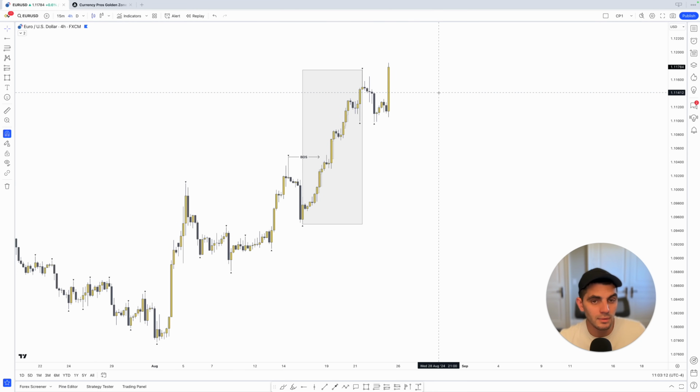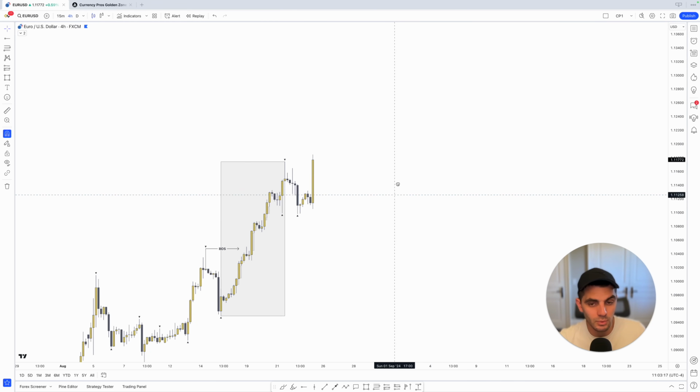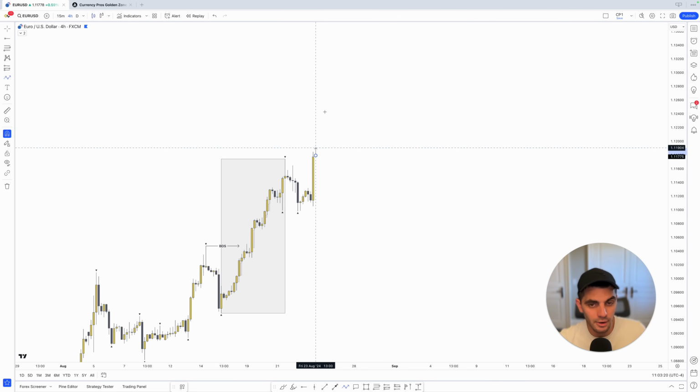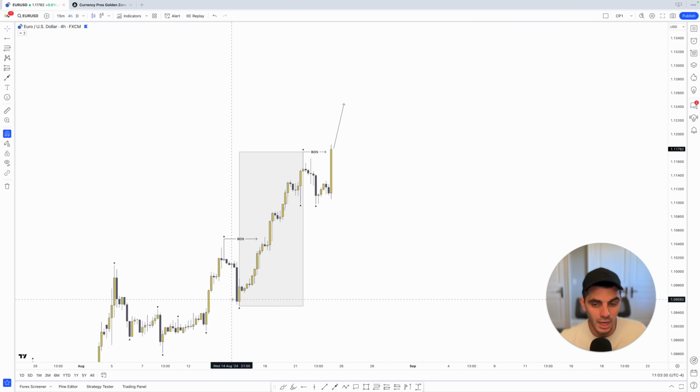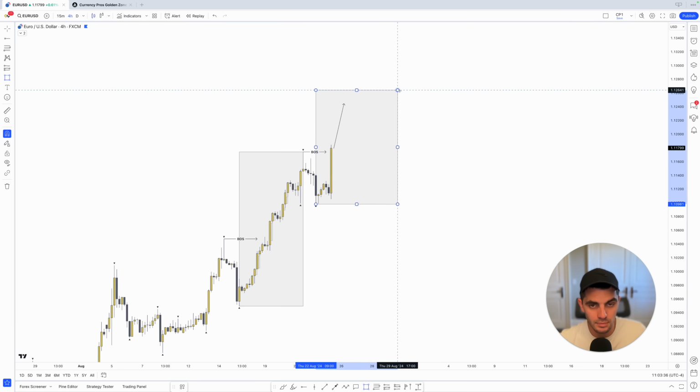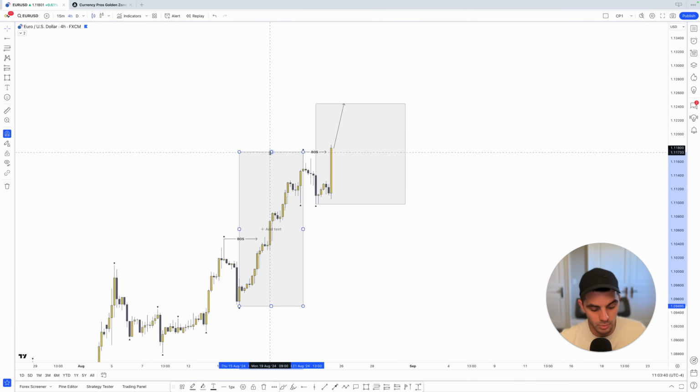This could mean that price is about to create a new range. So let's draw that out and see what that would look like. If price continues higher, this would be a clear break of structure. And that would mean that we can disregard everything that happened prior to that, because we'd now be looking at a new bullish range, which would look something like this. Now let's delete the previous box.